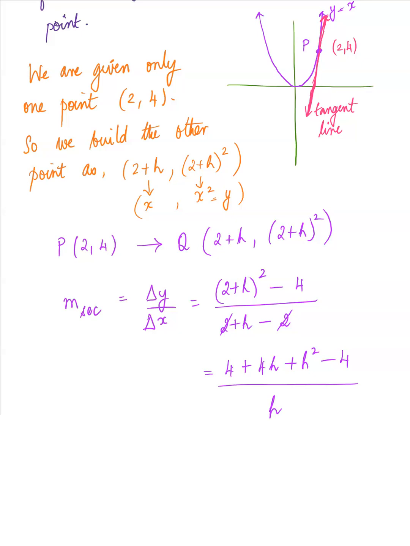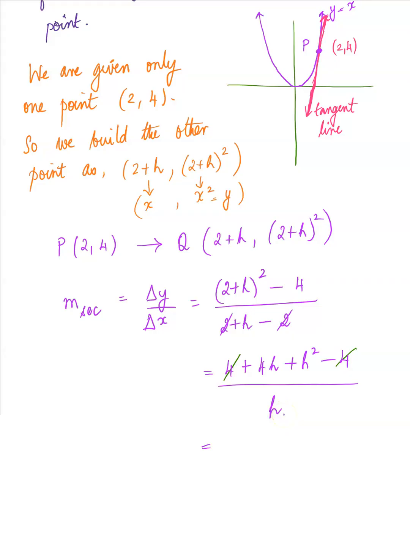Okay, so now we have 4's cancelling off. Right? And by default, you will always have an h, because you remember, we want your h to be really, really close to 0. You don't want any distance between the P and the Q. You want them to coincide. So if your h is 0 in this fraction, if h takes the value 0, this will make it undefined.